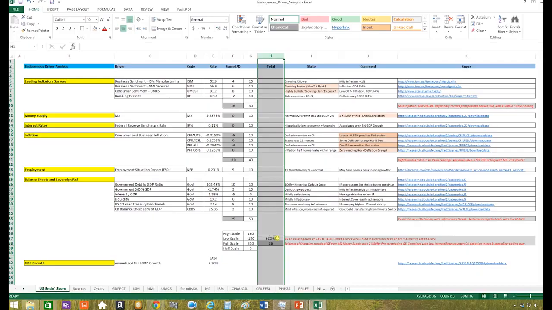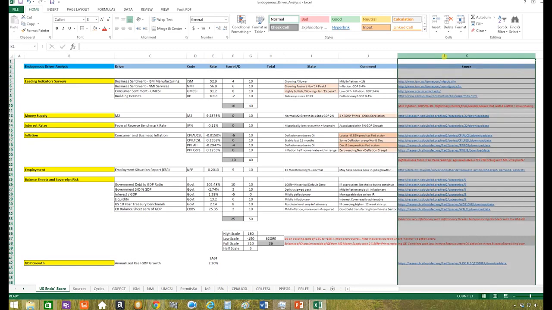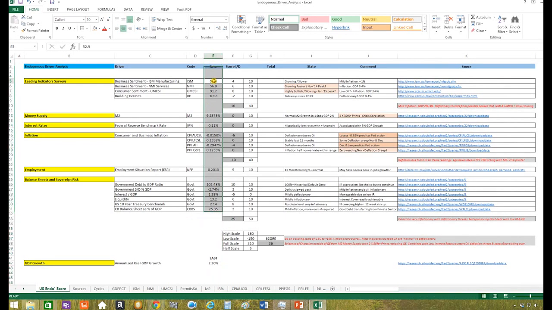In the middle, we have our total score, which we'll come to much later on. Try to ignore that for the moment. We need to concentrate on the process of how we get there right now. We have a comment on the state itself. So overall qualitative comments on what we're actually thinking. And we have our sources here. Our sources are also next door and available in the sources tab. So as you can see, we've plugged in all our rates all the way down.